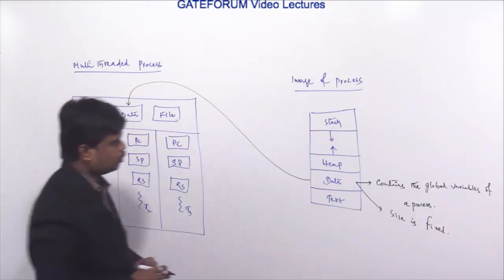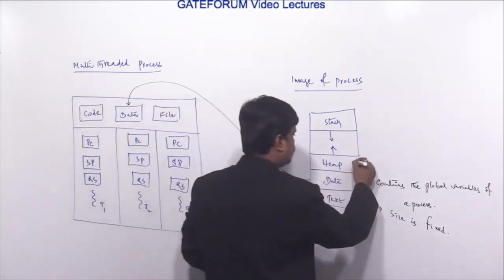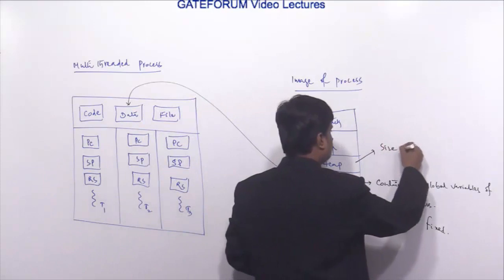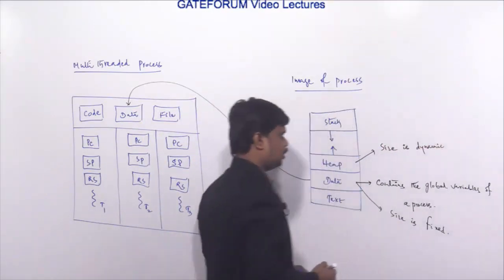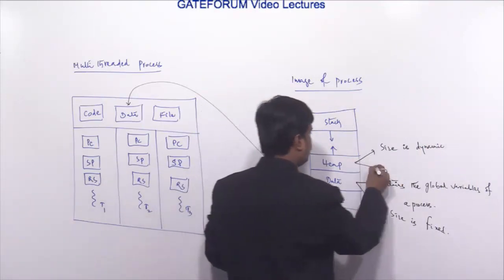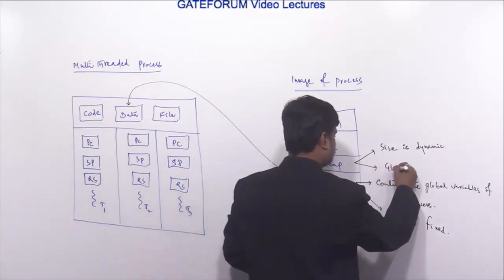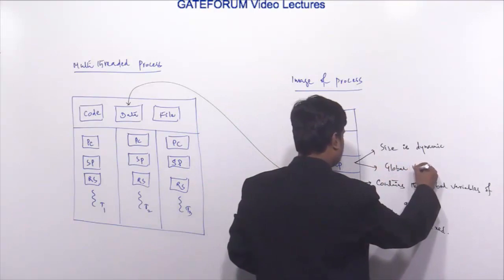Okay. Next, coming to the heap section. For this heap section, we say that the size is dynamic. The heap section of a process is dynamic, and this heap section also contains global variables. It also contains global variables.